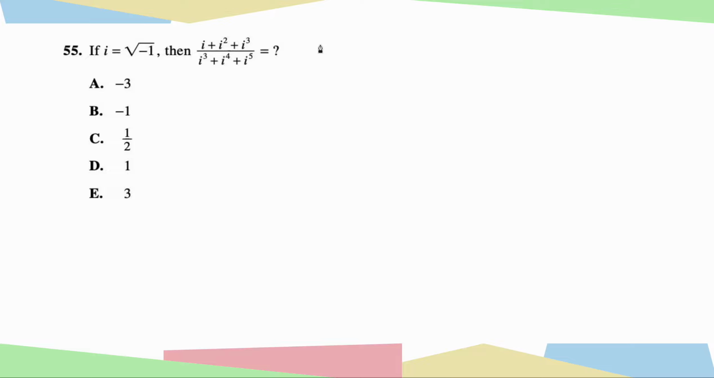And so I'm actually going to factor my denominator. I'm going to take out an i squared. So I'm going to leave my numerator the same, i plus i squared plus i to the third, over i squared times i plus i squared plus i to the third. So look at how wonderful that is, because now we can actually just cancel that and that.